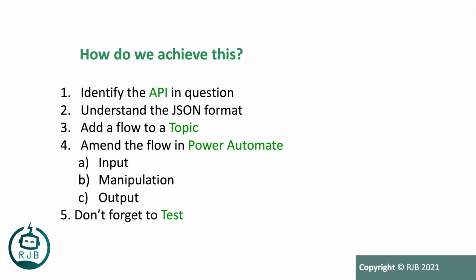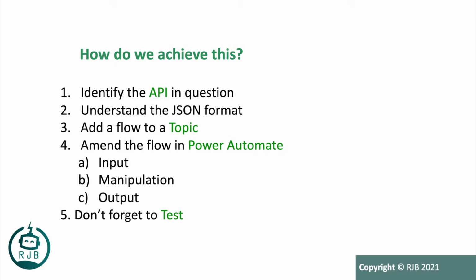So, how do we achieve this? The first thing you want to do is identify the API in question. You want to understand the JSON format, especially if this is a REST API. You want to add a flow to an existing topic, the topic you've created for this purpose, and amend this flow in Power Automate. When we talk about amending, you probably want to pass in input. You can have one or a couple of manipulations, and you potentially provide an output that is displayed to the customer. And lastly, do not forget to test.